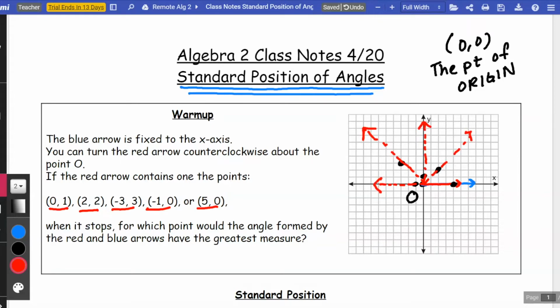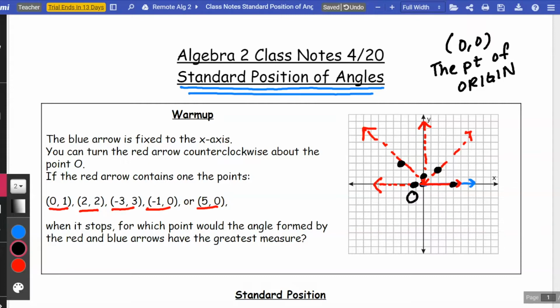Go ahead and pause the video and start rotating that around, and then tell me what you think. As you can see, I have added all the points. I plotted (0, 1), (2, 2), (-3, 3), (-1, 0), and then (5, 0). Then I drew these dashed lines just showing that my arrow rotated all the way until it got to the negative x values on the x-axis.